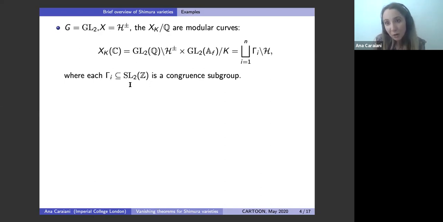And there's a general way of, you can think about the complex points of the Shimura variety in this double quotient sense using the adelic interpretation, but you can also sort of write it down in a more perhaps down-to-earth way like this by taking quotients of Hermitian symmetric domains by arithmetic groups.